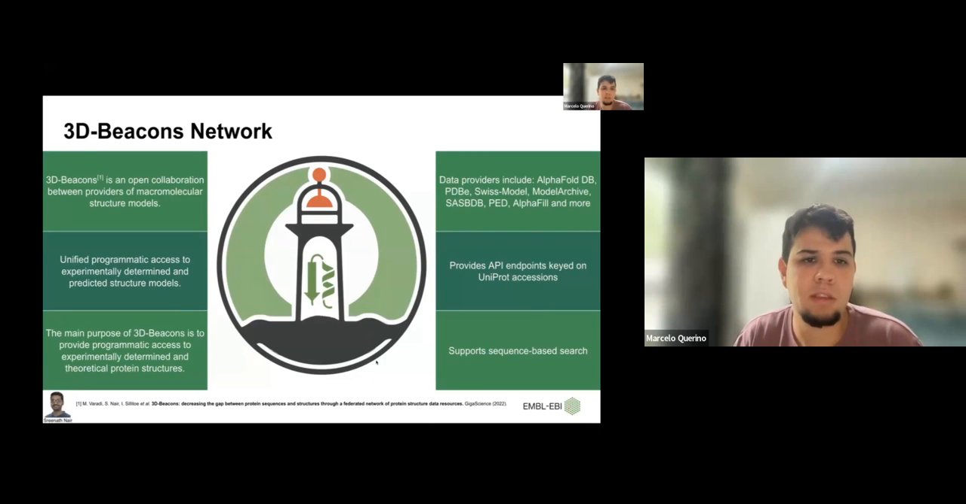3D-Beacons is an open collaboration between providers of macromolecular structure models. This allows unified programmatic access to both experimental and predicted structure models. These are keyed on UniProt accessions, so you can get these models. 3D-Beacons also supports sequence-based search, and data providers include AlphaFold, PDBe, SWISS-MODEL, ModelArchive, SASBDB, PED, and others.